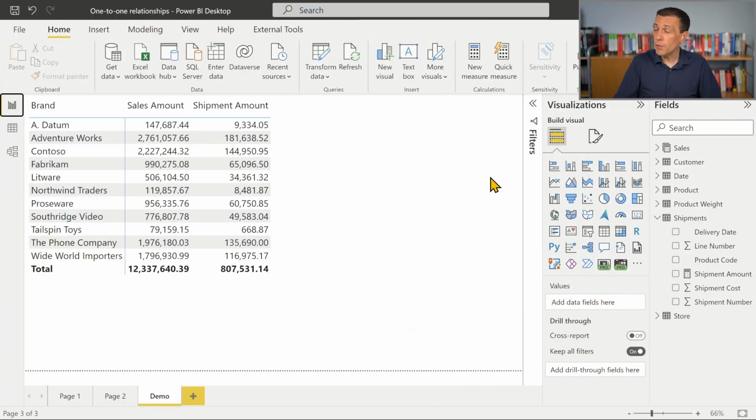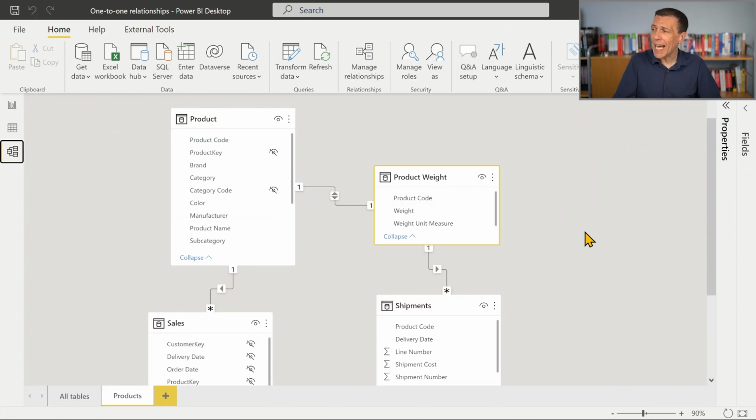So let's start from this report where we have the sales amount and the shipment amount grouped by brand. The data model that produces this report has 4 tables. Sales and shipments contains the values for sales amount and the values for the shipment amount. But then we have the product table that is connected to sales through the product key column and the product weight table that is connected to shipments through the product code.